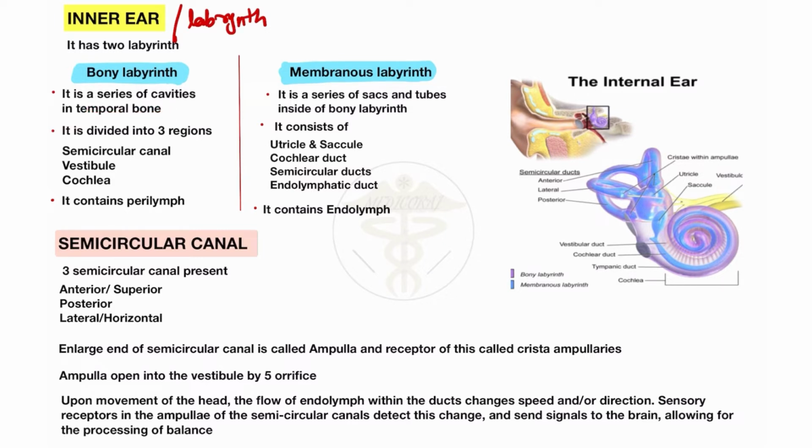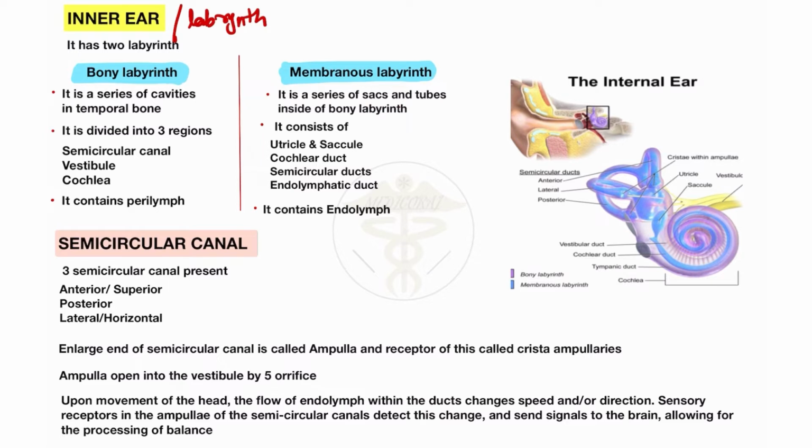What is the membranous labyrinth? It is a series of sacs and tubules inside of the bony labyrinth. I already said it is present inside of the bony labyrinth. So the membranous labyrinth is present inside the bony labyrinth and it consists of sacs and tubules.